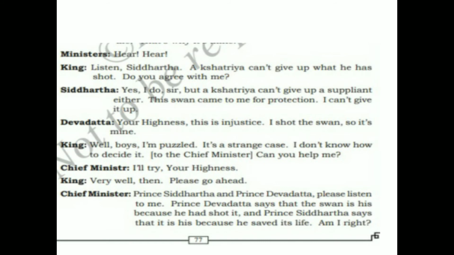Siddhartha is telling, the swan came to me. It flew to me and it is asking protection. So I gave it protection. I gave it life. Devadatta says, Your Highness, this is injustice. I shot the swan, so it's mine.